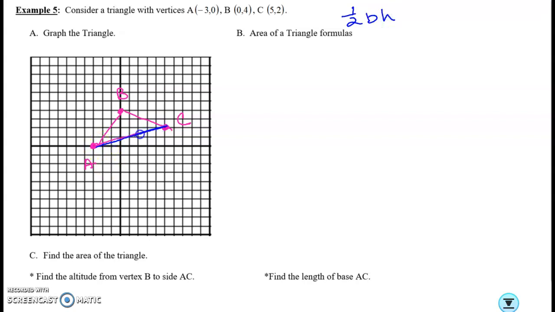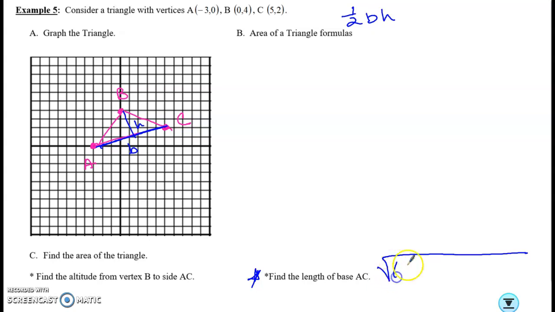Well, to find the base, we'll call this the base, we would use the distance formula. To find the height, we can use the formula we just used, which was the distance between a point and a line. So I'm going to find the base first. The base is pretty easy, of A and C. So I'm going to take the square root of A and C's points with the distance formula.